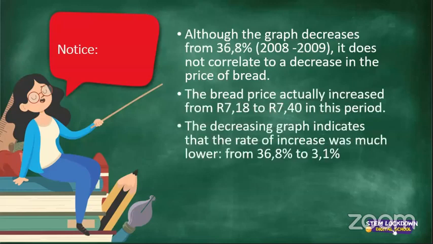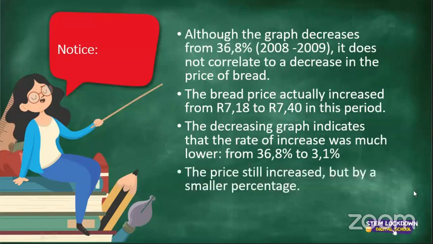You see, as it's explaining here, the decreasing graph indicates that the rate of increase was much lower. It was from 36.8 to 3.1. The price still increased, but by a smaller percentage.